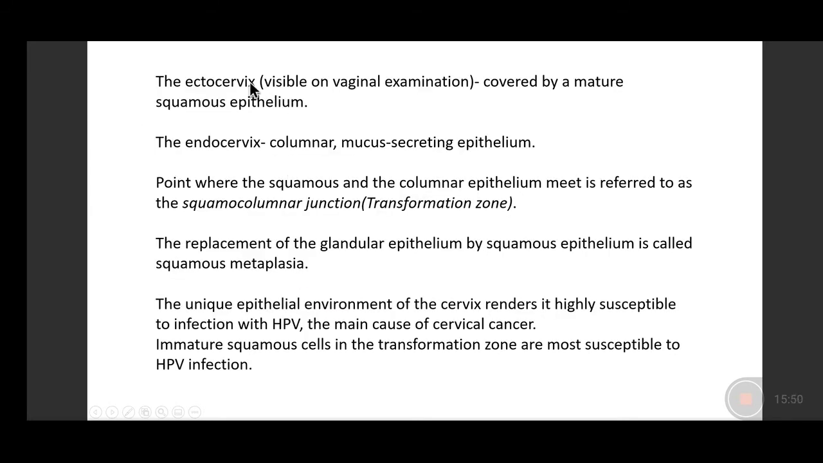The ectocervix, which is also visible on vaginal examination, is usually covered by a mature squamous type of epithelium. Endocervix is covered by a columnar epithelium, which is mucin-secreting. The point where the squamous and the columnar epithelium meet is known as the squamo-columnar junction or the transformation zone. This transformation zone is very important because it is highly susceptible to infection with the human papilloma virus, which can further lead to cervical cancers. So the immature squamous cells in the transformation zone are the most susceptible ones. The replacement of the glandular epithelium, that is the columnar epithelium, by the squamous epithelium is referred to as squamous metaplasia.